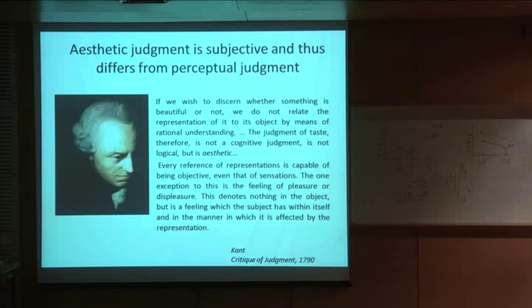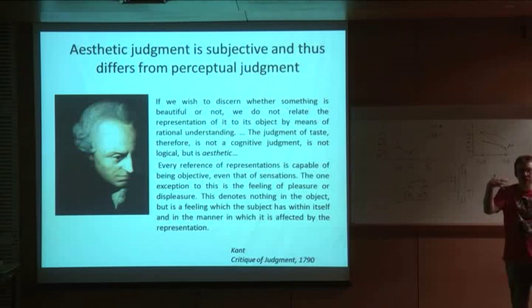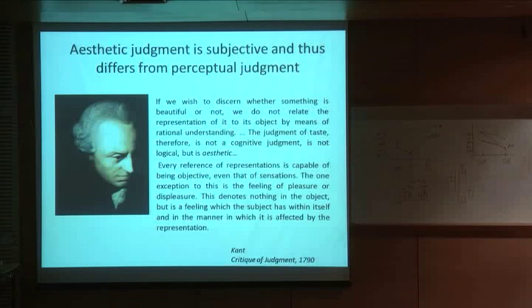So Kant was saying the following: if we wish to discern whether something is beautiful or not, we do not relate the representation of it to its object by means of rational understanding. The judgment of taste, in other words, aesthetical judgment, therefore is not a cognitive judgment, is not logical, but is aesthetic. And he adds, every reference of representation is capable of being objective, even that of sensation. So in other words, sensations are objective. I feel pain, and although I report as a subject of it, it's linked to some objective property. The one exception to this is the feeling of pleasure or displeasure. This denotes nothing in the object, but is a feeling which the subject has within itself, and in the manner in which it is affected by the representation.